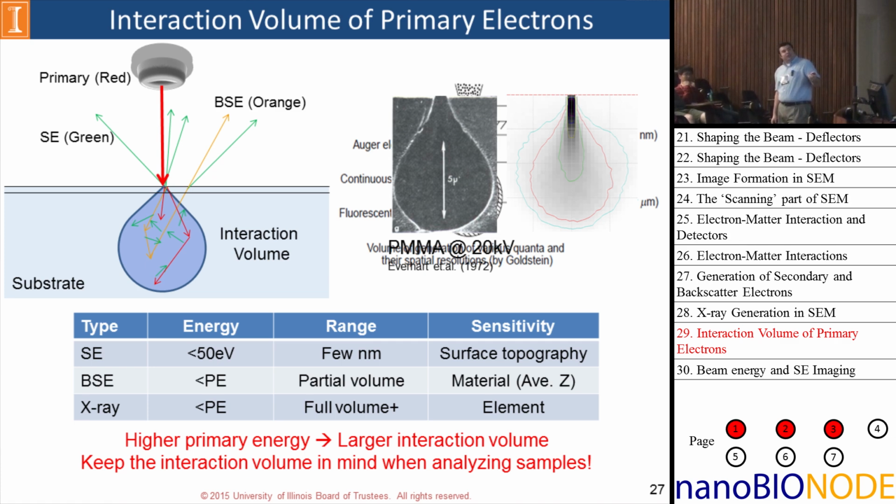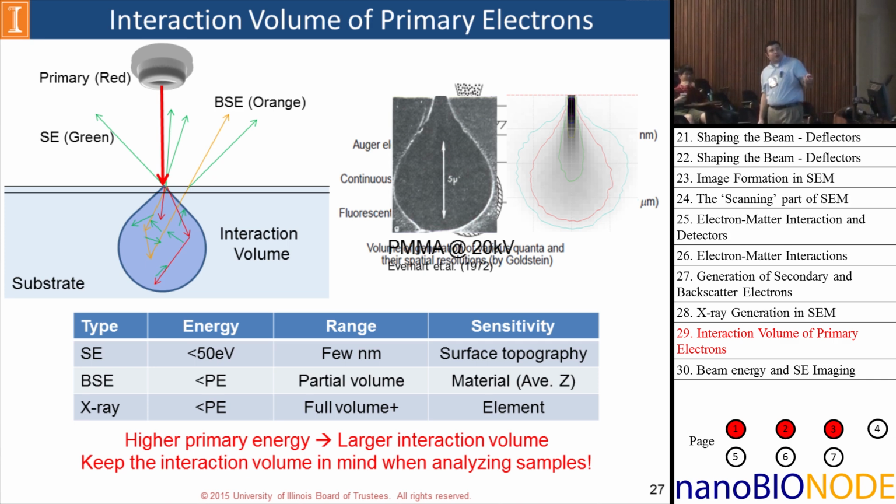If a secondary electron is generated around this point, it can only move a couple nanometers before it's going to be reabsorbed by the sample, in which case that secondary is not getting out. The only secondaries that are getting out of the sample are the ones that are emitted from the near surface region, within the first couple nanometers of most materials. So a secondary electron is surface topography oriented. That's what you're going to get your surface topography information out of as an SE-based detector.